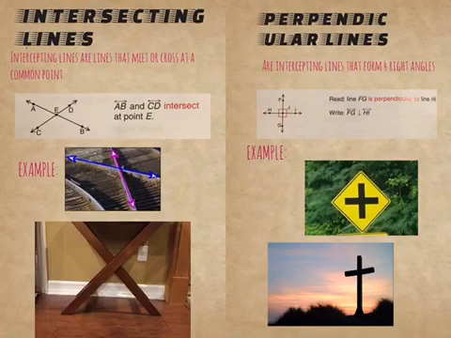Intersecting lines, lines that meet or cross at a common point. AB and CD intersect at point E. Perpendicular lines are intersecting lines that form four right angles. Read line FG is perpendicular to line HI. I know this because there's an upside down T in between the lines.